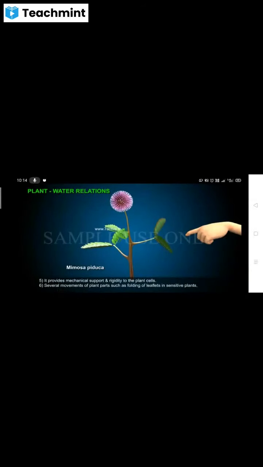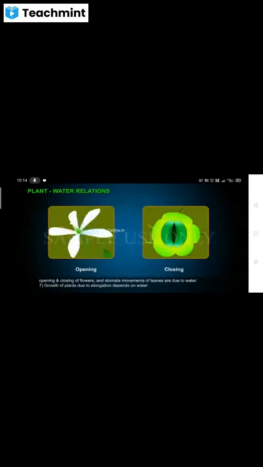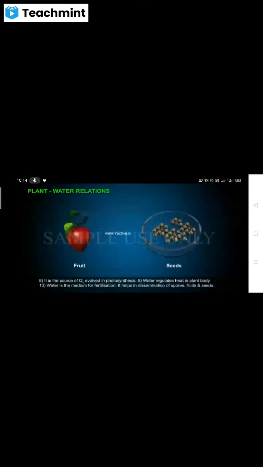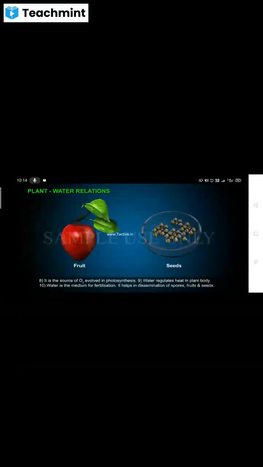And also several movements happen in the plants due to this relation, like the opening of flowers and closing of the stomata. These also happen due to this relationship. Also, the growth, that means the elongation of the cells, takes place with the help of plant water relation.